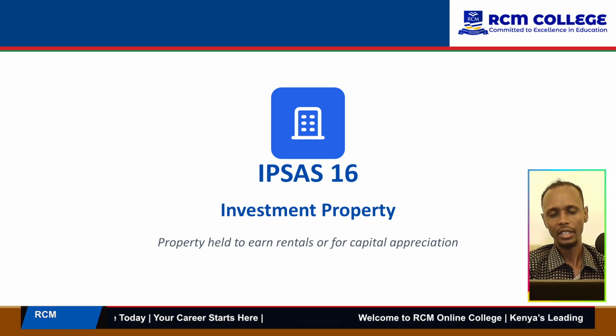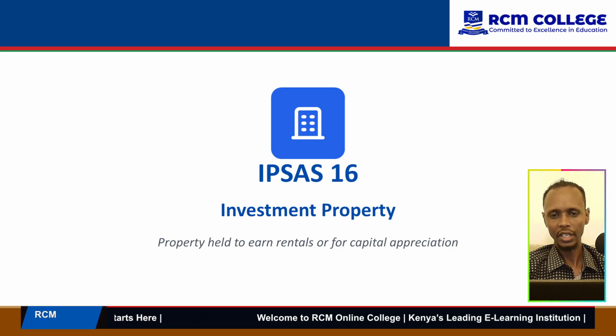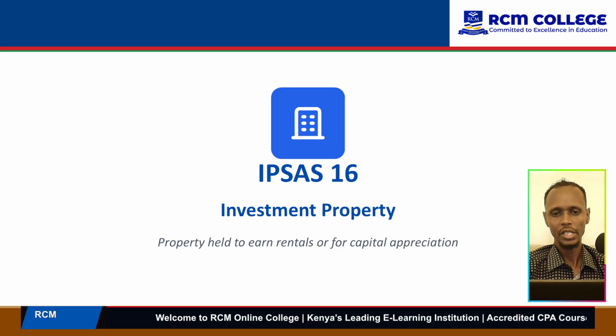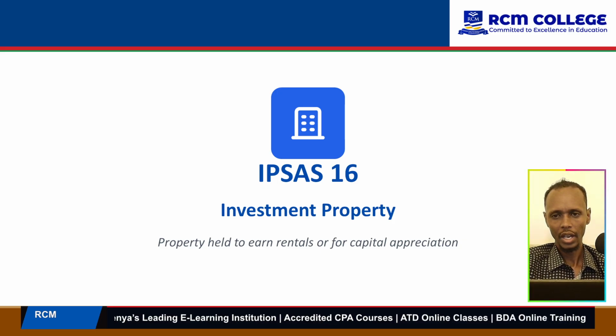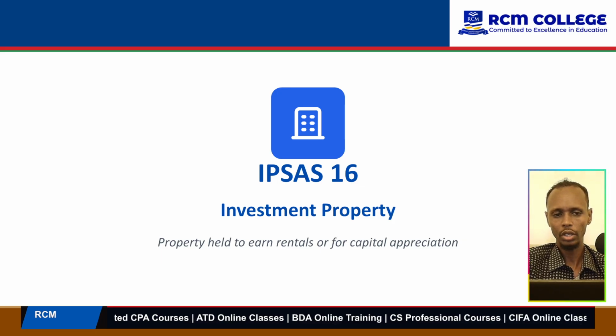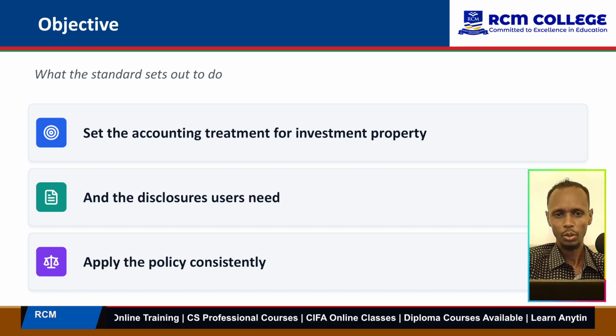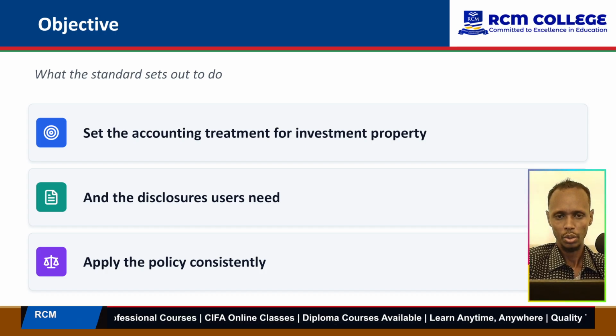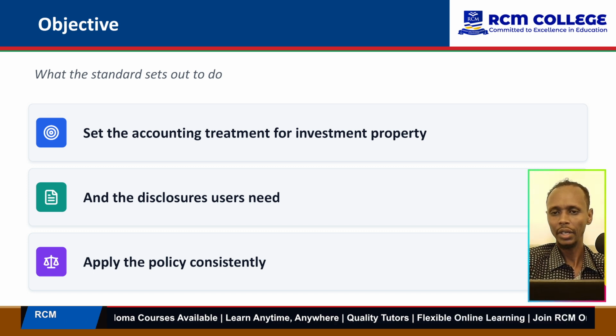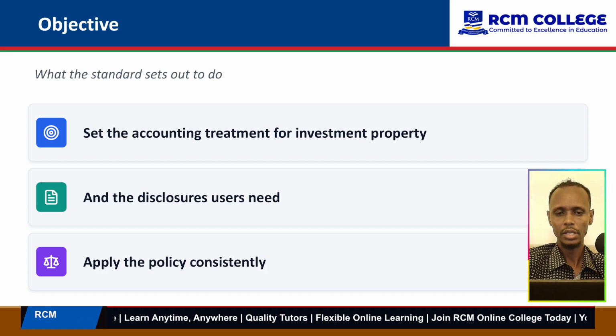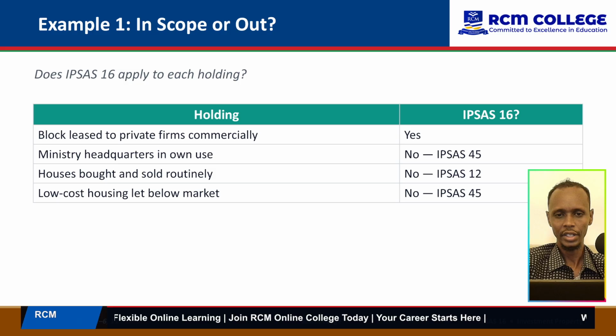When I was starting, I said for property, plant, and equipment the aim is administration. For IPSAS 16, the aim is to earn rentals or for capital appreciation. So the accounting standard, IPSAS 16, sets the accounting treatment for investment property and what disclosures users need.